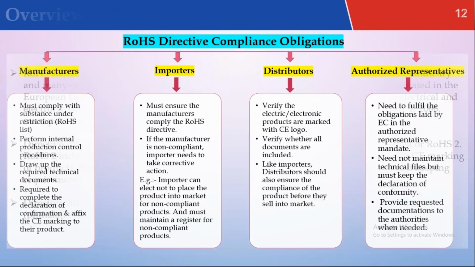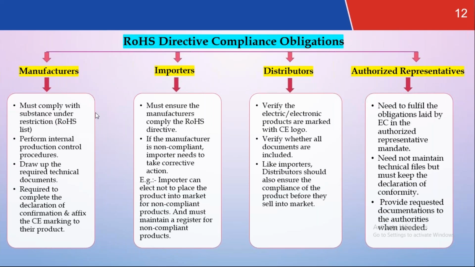Now we are going to see the RoHS directive compliance obligations: who needs to comply with RoHS and what their roles are in placing the product on the market. First, manufacturers. The manufacturer is required to complete the declaration of conformity and affix the CE marking logo to the product. So before selling his product to the market, he needs to carry out all these duties regarding the substances. All these duties have to be carried out by the manufacturers.